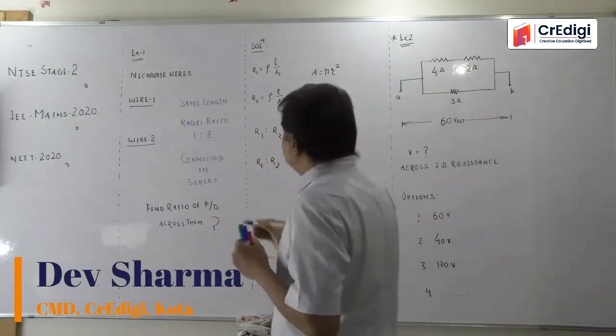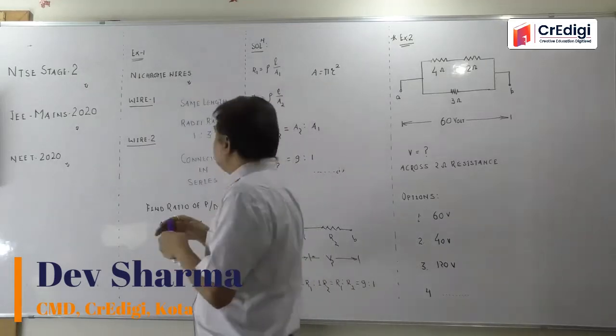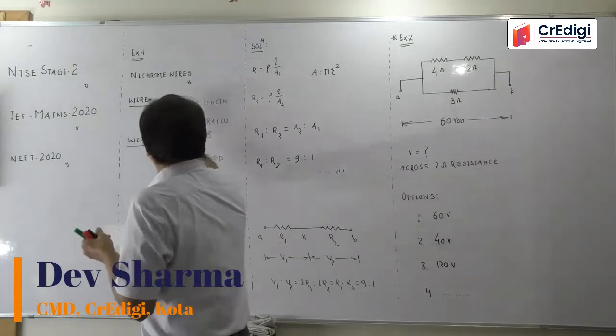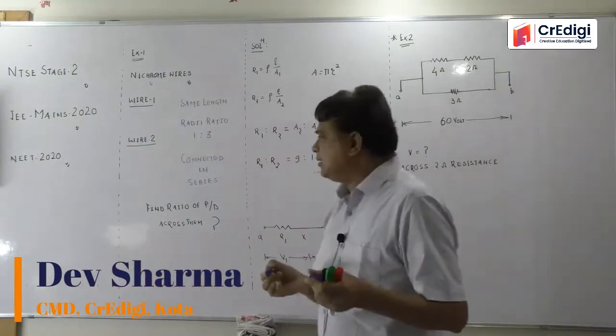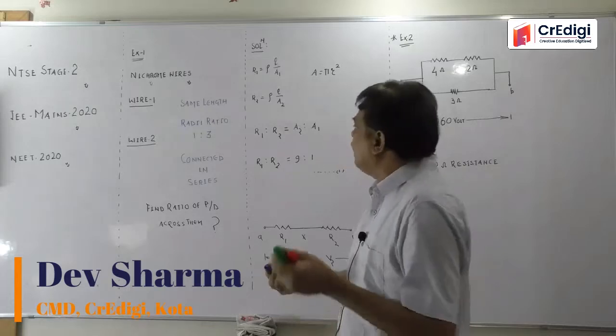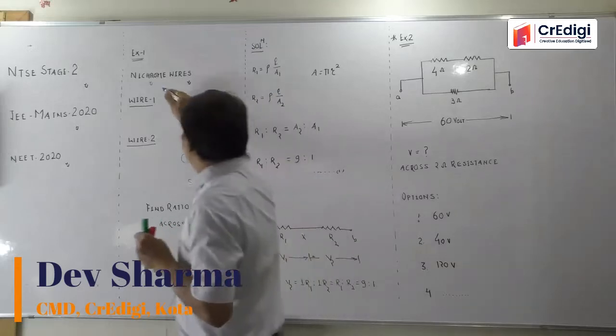So what I am saying to you is that there are two nichrome wires. The word nichrome is important here. I will discuss later what nichrome is, but for you people it is a material. It is simply going to be an alloy. What are the specialties of it? I will discuss later on, but it is an alloy.